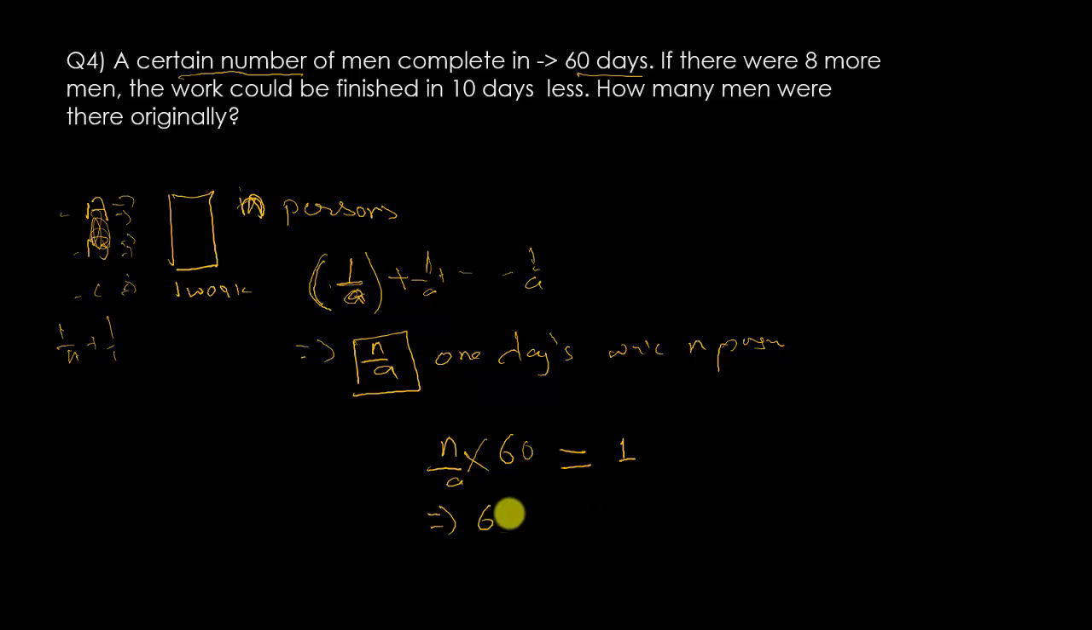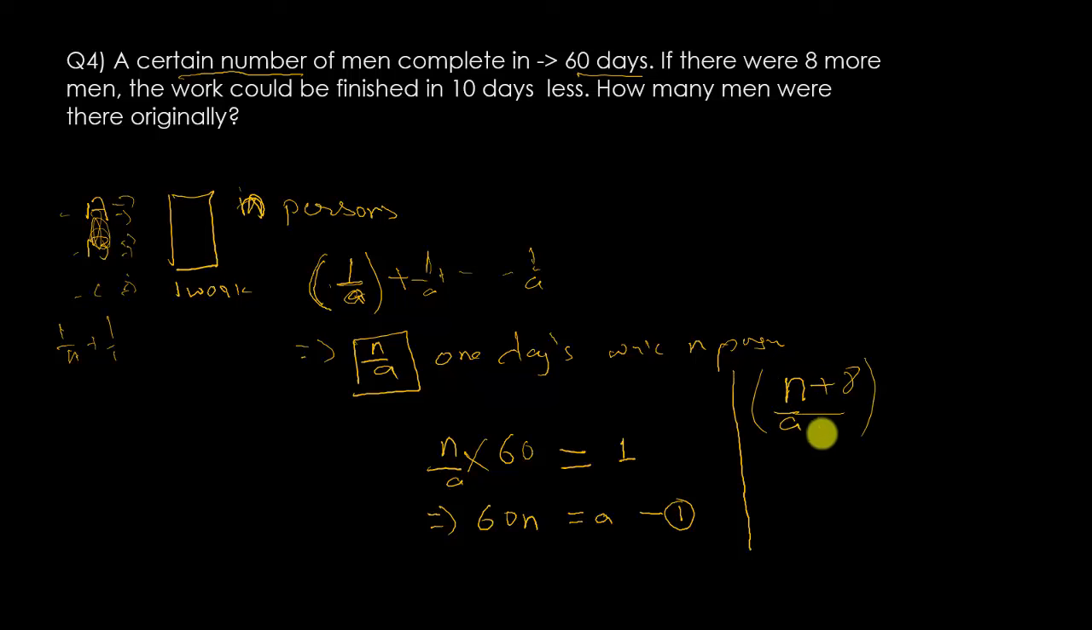And we got that 60n is equal to a. This is our equation 1. We have scenario number 2. The work could be finished in 10 days less if there were 8 more men. Now again, 1 by a was the rate for 1 man per day. So n plus 8 men are now working.